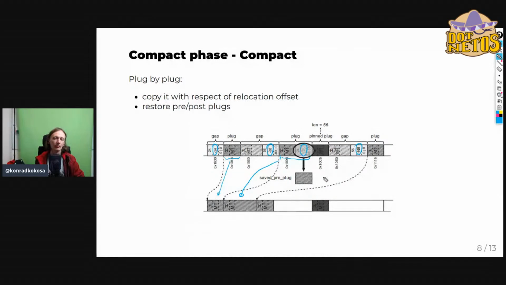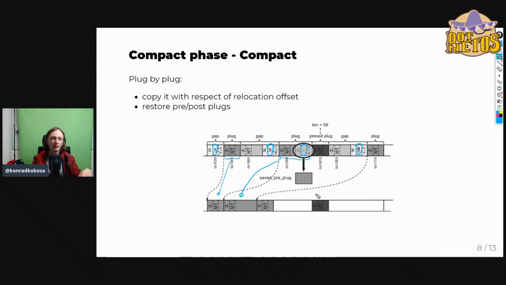So this is not surprising, and this is how the pinning is handled. Simply, it is just marked as pinned, and additionally this reallocation offset is 0, so we skip it. And then the next plug, the allocation offset is 160. Then we know that this plug needs to be again copied by 160 bytes, and so on and so on, plug by plug.